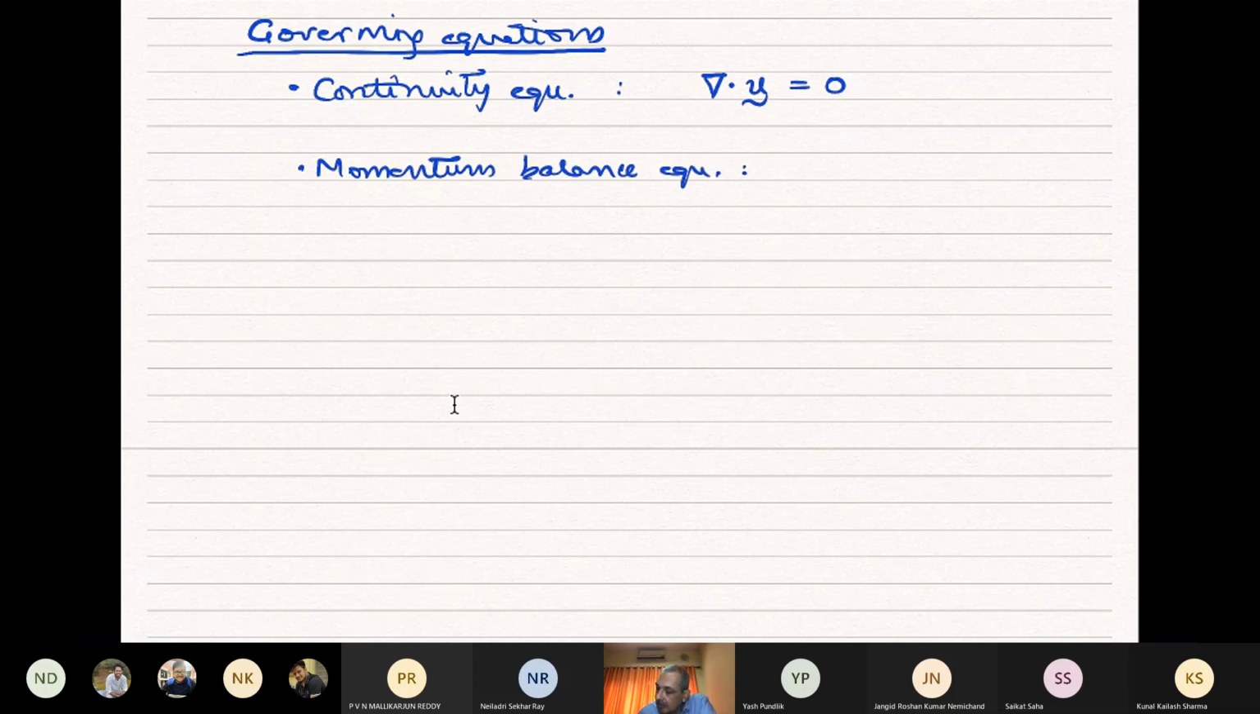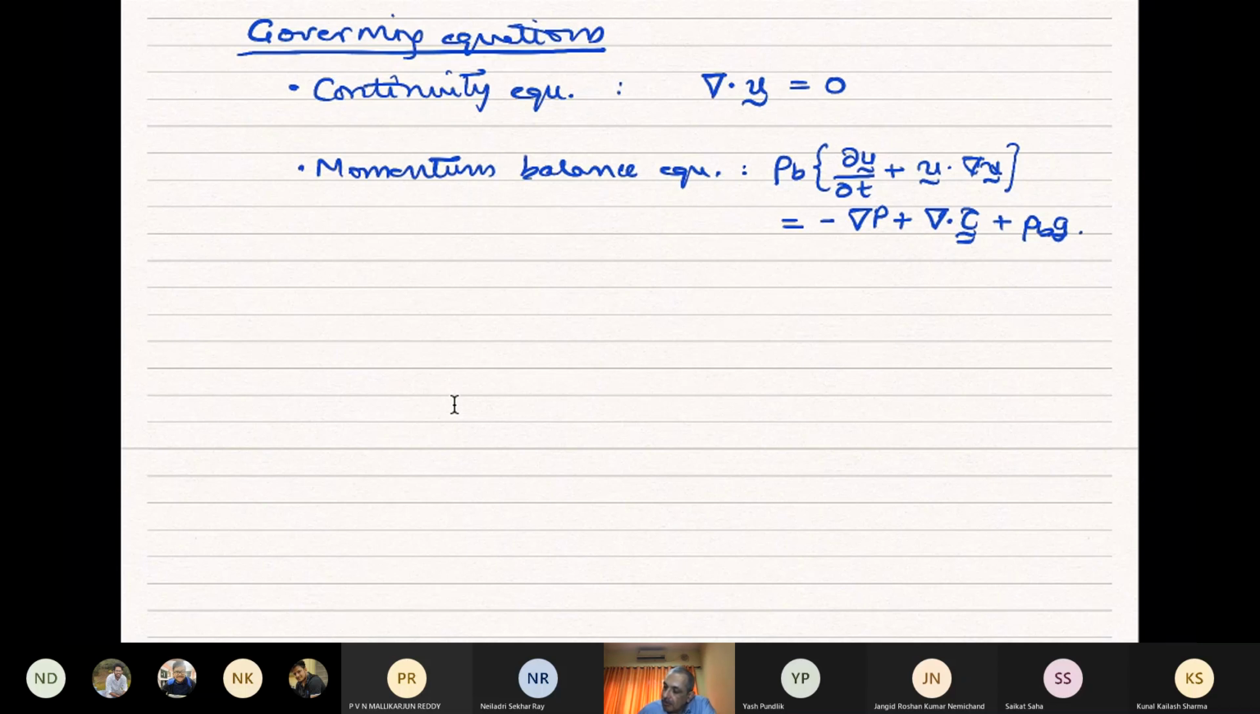Then you have the momentum balance equation. And this is just rho bulk into (del U by del t plus U dot gradient of U) is equal to minus gradient of P plus divergence of tau plus rho bulk into g. So if you look at this equation, this is exactly the same as what you would get for fluid flow. The difference will mainly come in the definition of P and tau.